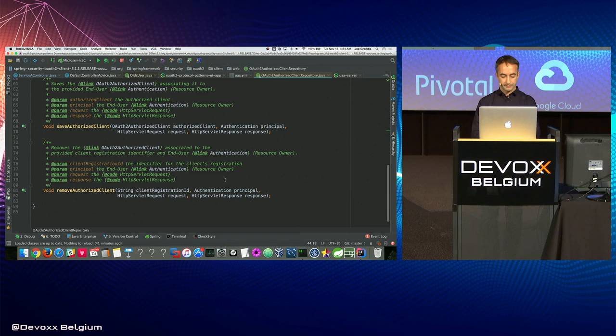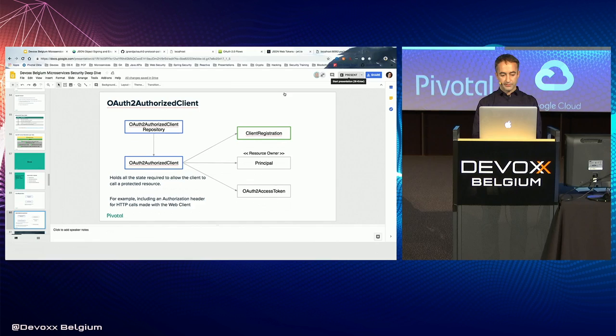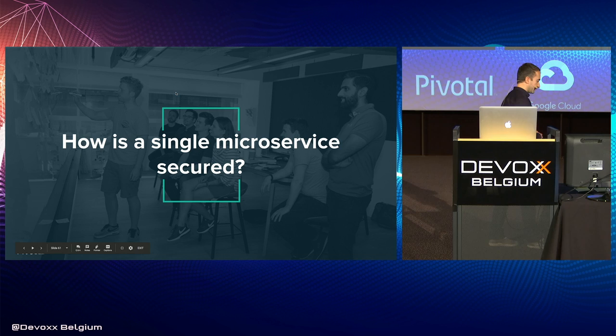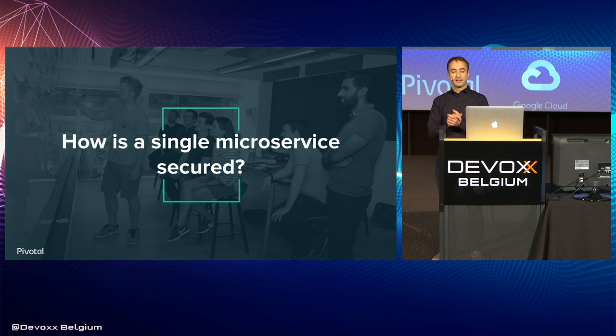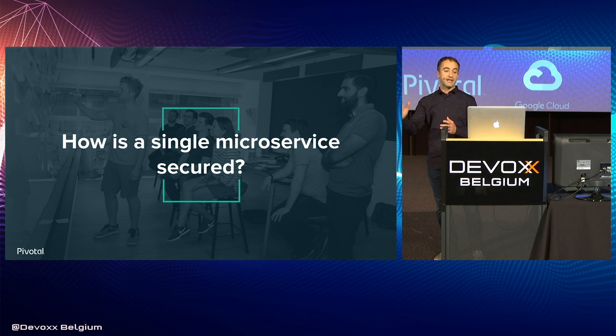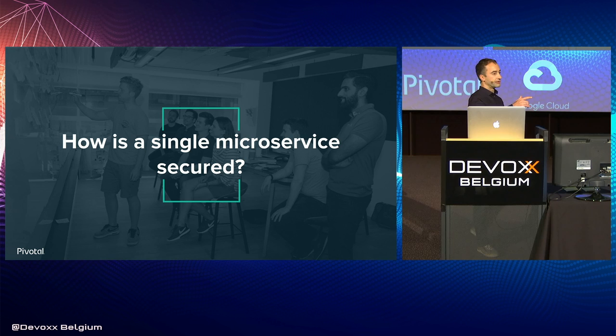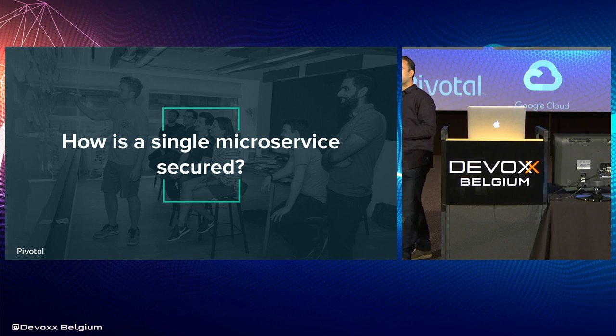Those are the two central classes, client registration and authorized client, right? So now we've basically wrapped up the client side, and we're going to start jumping to the resource server side. And now we're going to have a series of demos. But before I get to that and show the code on that end of things, I'm going to hand it over to Adib here. But are there any questions as far as what I just talked about? Anybody? You guys good? Okay.